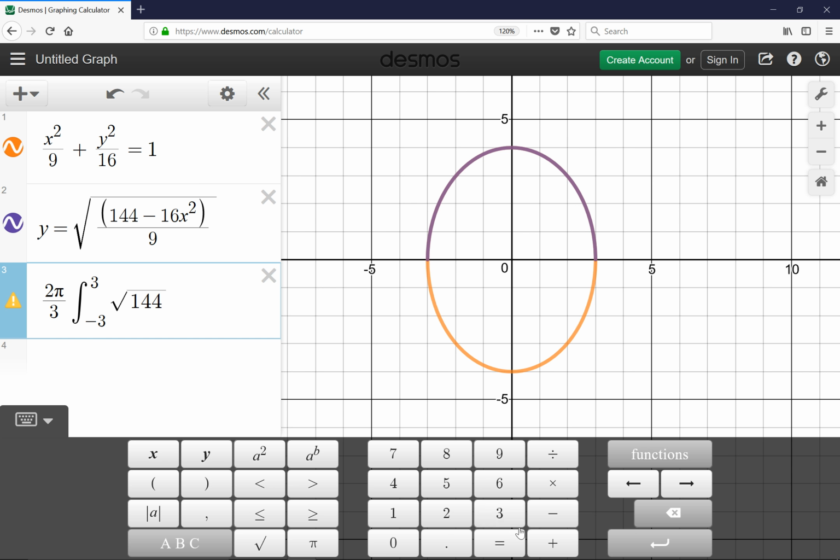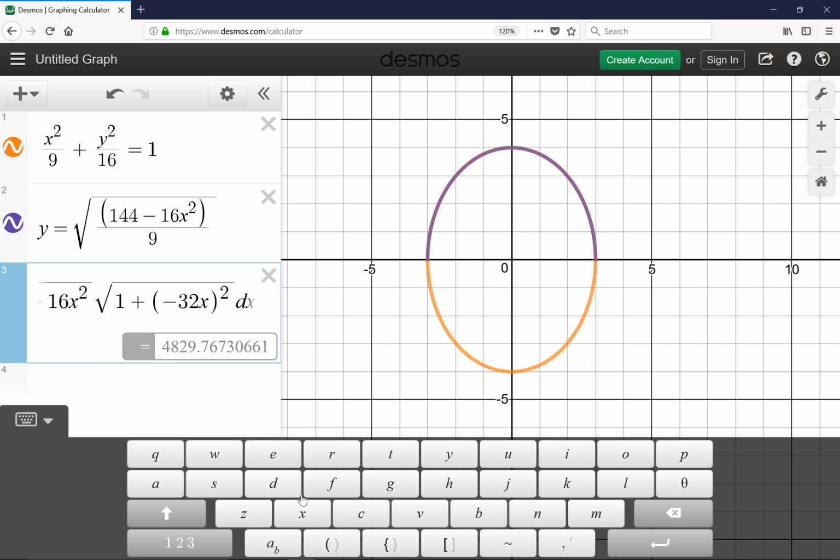And that's 144 minus 16x squared, and then times the square root of 1 plus parentheses -32x squared. And that should be it. That's the surface area, remember, not an arc length. Not the distance around that thing. That is the arc length of it. This is the surface area. I keep saying the wrong thing. Okay, that again, square units there.